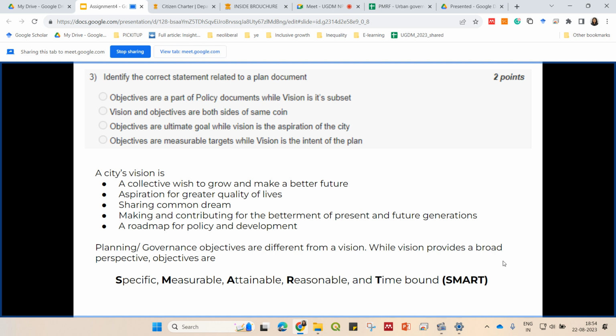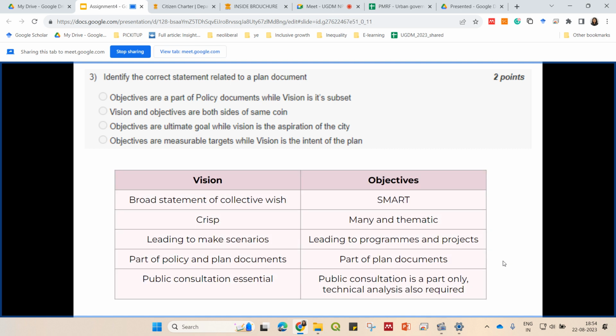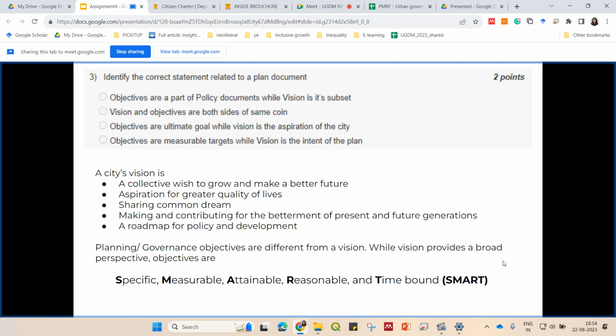Third, it should be attainable. So objective shouldn't be something which is unattainable at this point of time or at a later point of time. You plan it for a particular time frame, and within that time frame and within the particular resources that the city has, resources maybe in terms of physical resources or maybe in terms of monetary resources, it should be attainable. Whatever objective you have, it should be attainable within the time frame and within those resources.